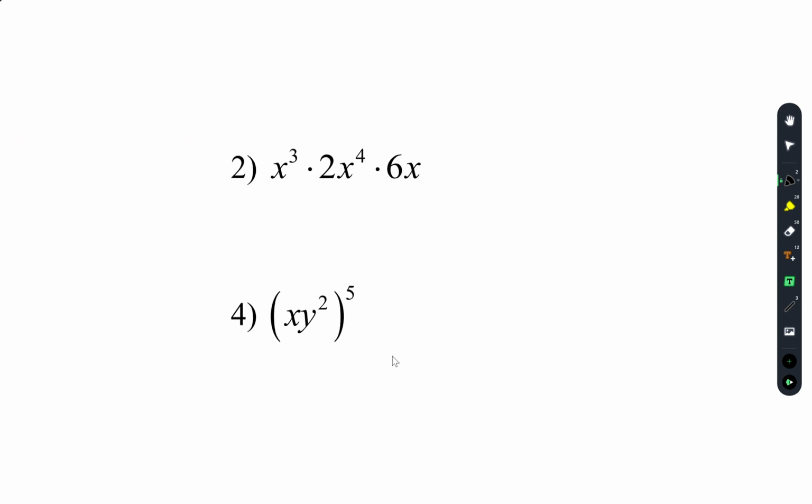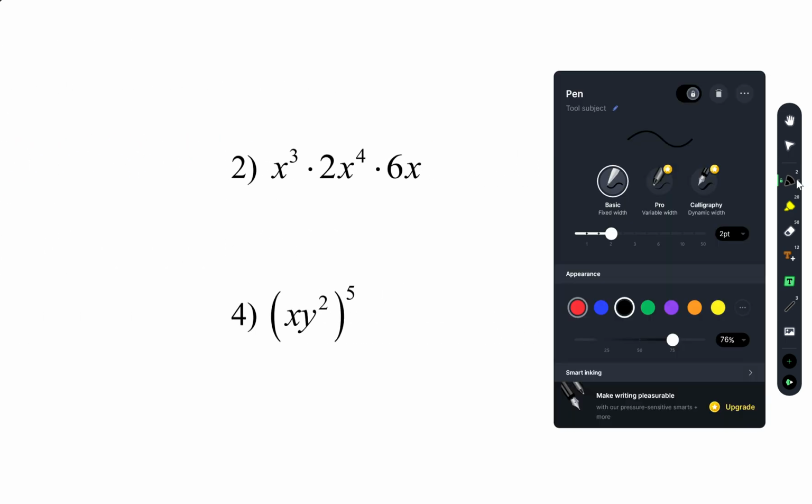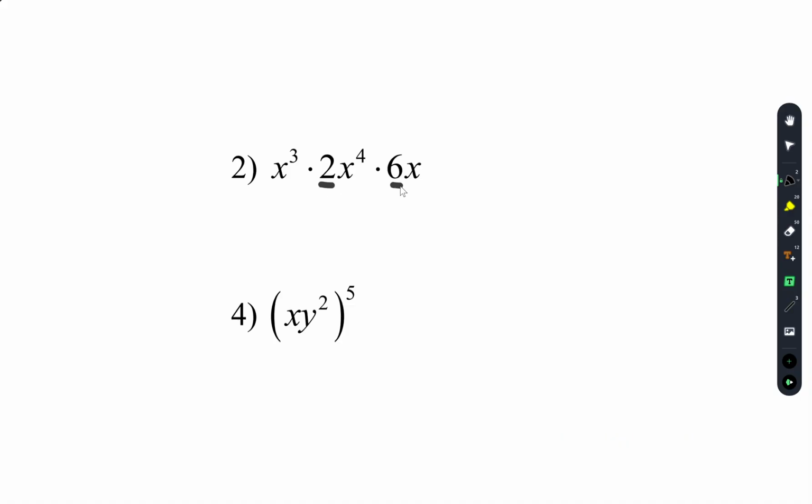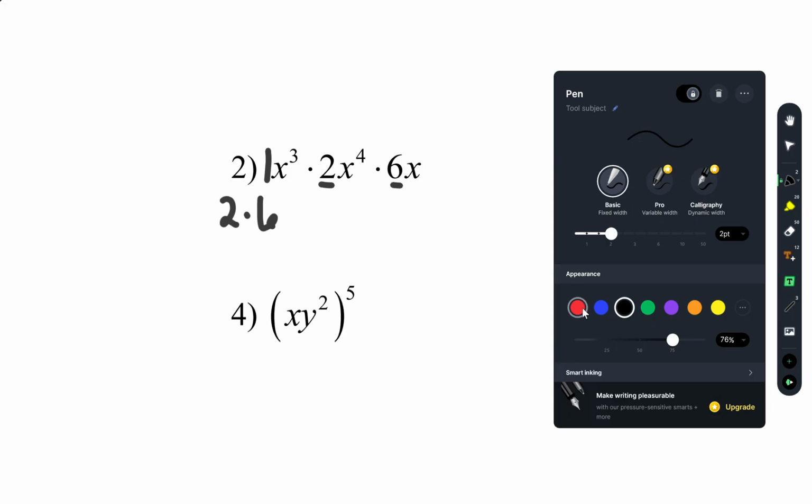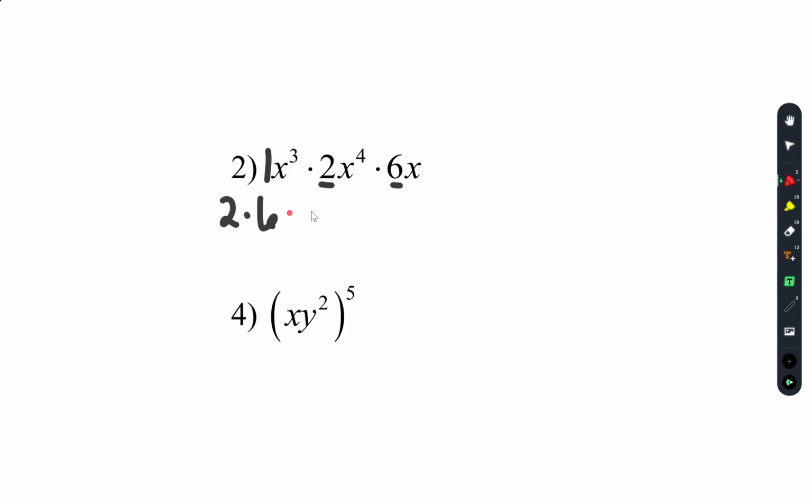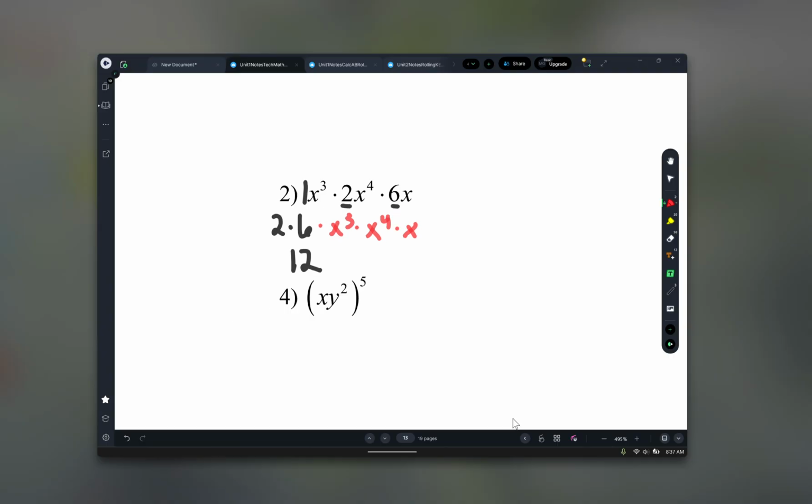All right, some of these other ones, like here, what I do is just organize everything. There's an invisible 1 in front of the x, so I'd go 2 times 6, and then I'll take any variables: x cubed, x to the 4th, and x. And then I'll multiply the actual numbers, so 12. And technically in my brain, I'm counting up the x's. So I've got 3 x's, another 4, and then 1 more.